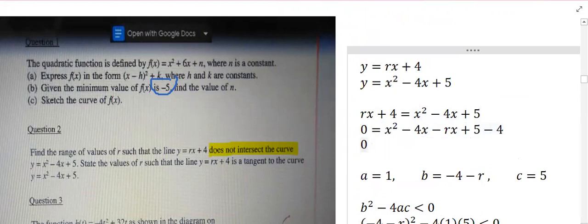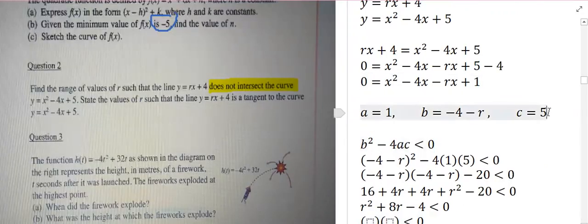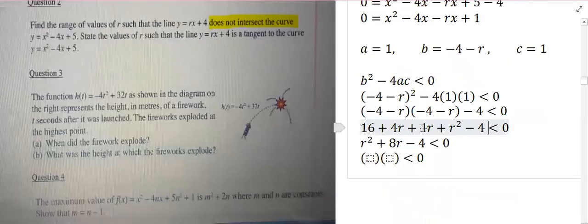So sini kena x squared minus 4x minus rx plus 1. So my C is 1. Okay, sorry, my C should be 1. So negative 4 times 1 times 1, negative 4 lah. So 16 minus 4 should be 12. Okay, sorry. Tekan balik lagi. EQN, A is 1, B is 8, C is 12.